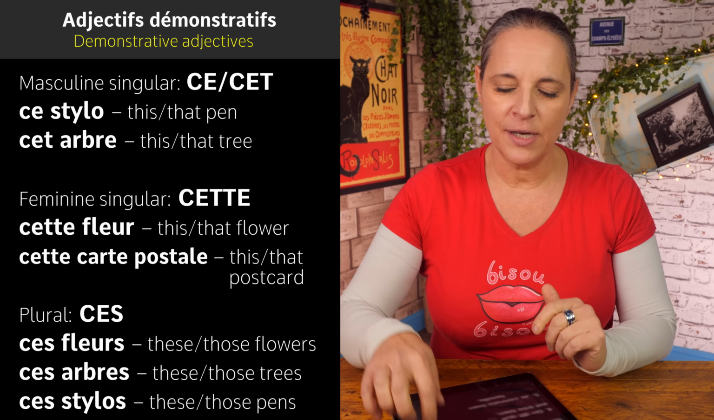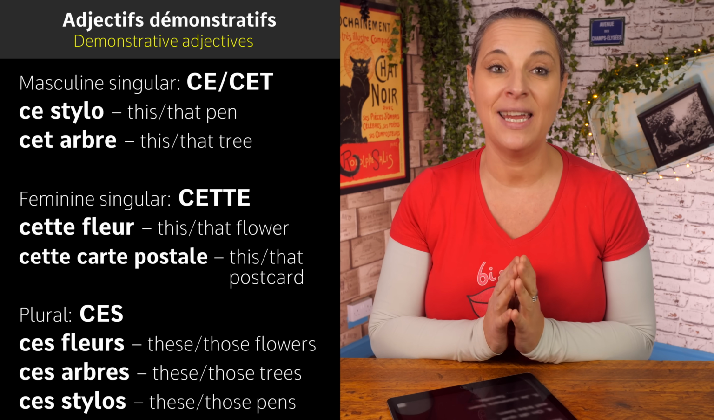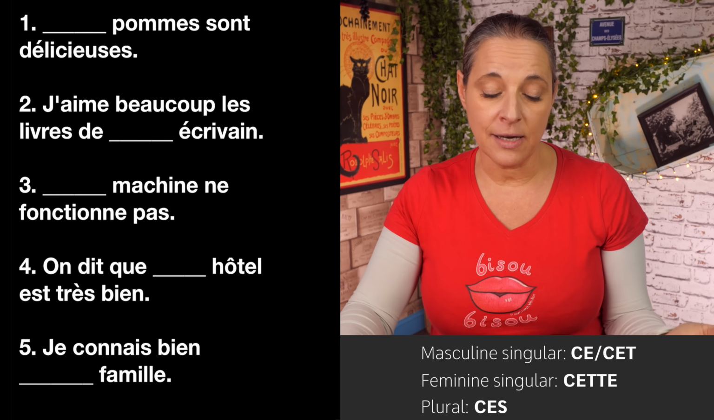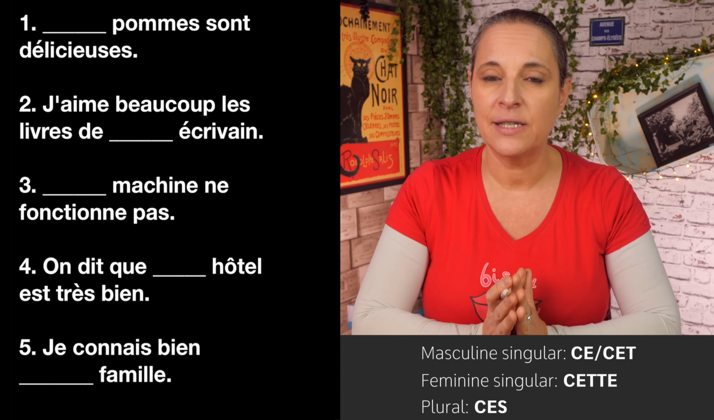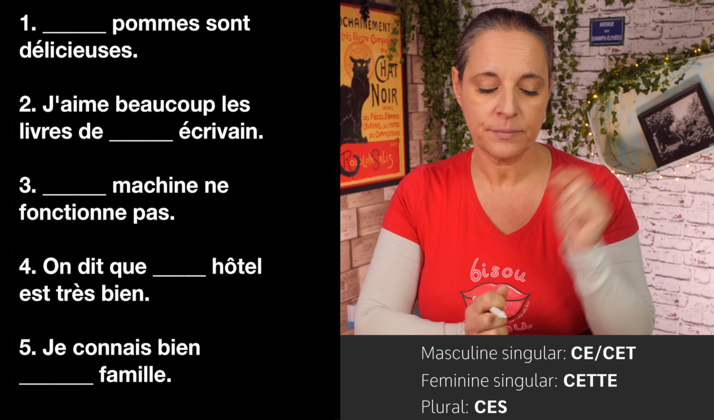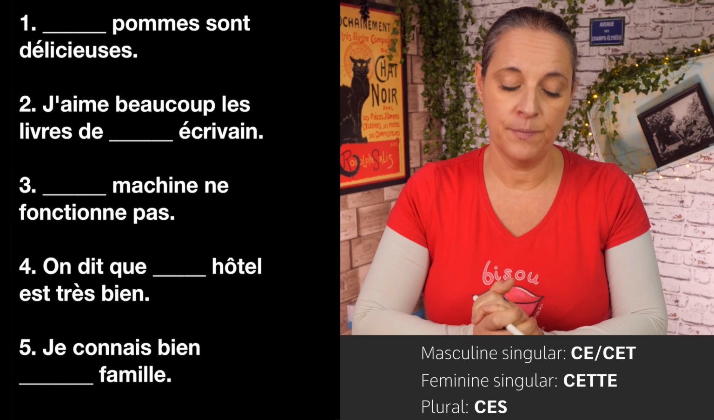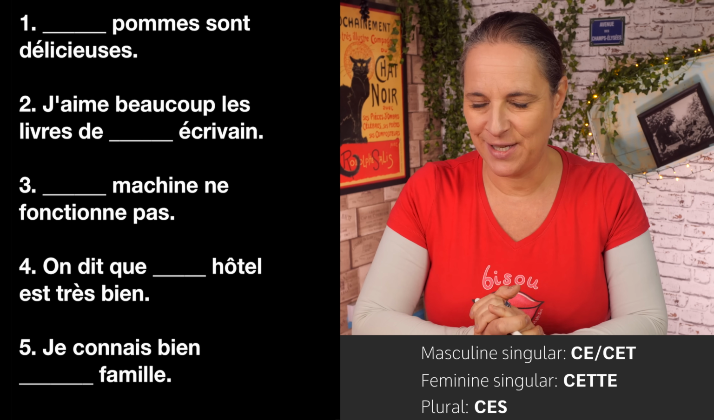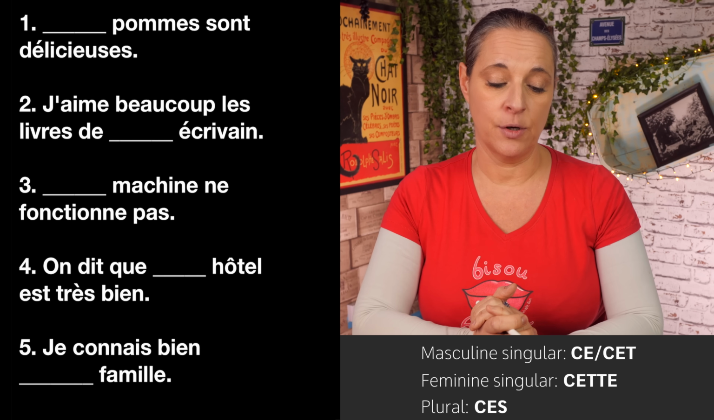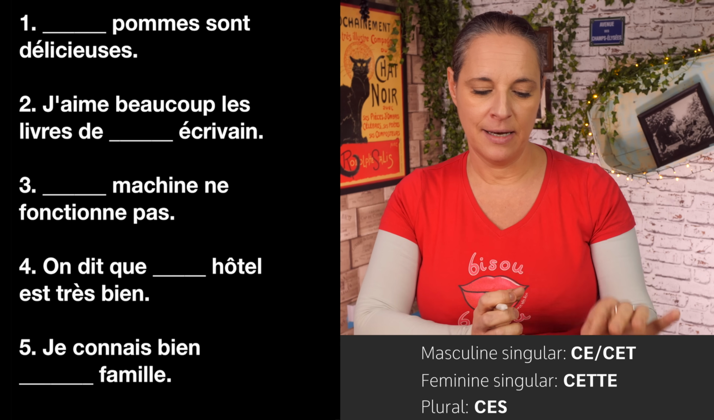Now, the best way for us is to identify them in a sentence. So let's have a look at 10 different sentences using demonstrative adjectives. What I would like you to do is have a look at them and try to guess which demonstrative adjective you should use in the gap. Let's have a look at the first sentence. The first sentence says, "pommes sont délicieuses." So we want to put either ce, cet, cette or ces in this gap.